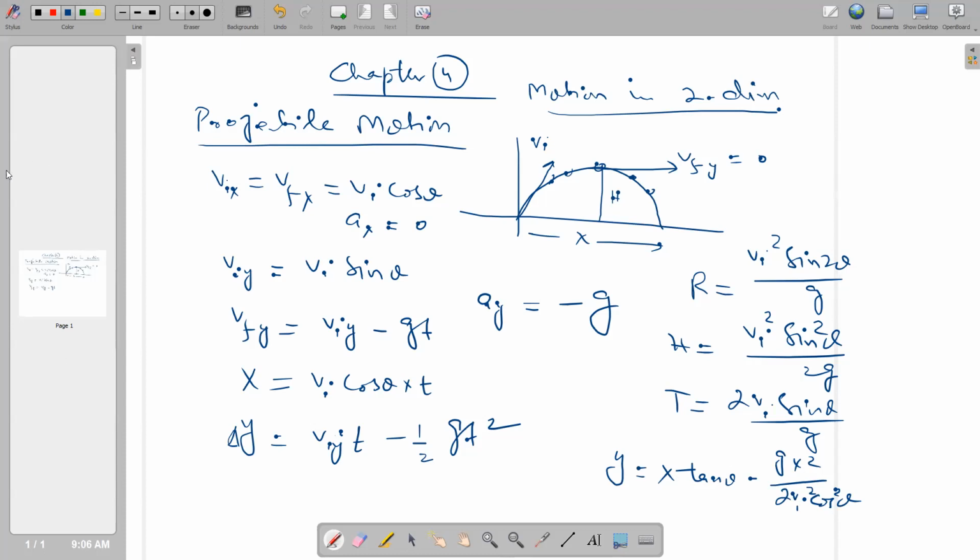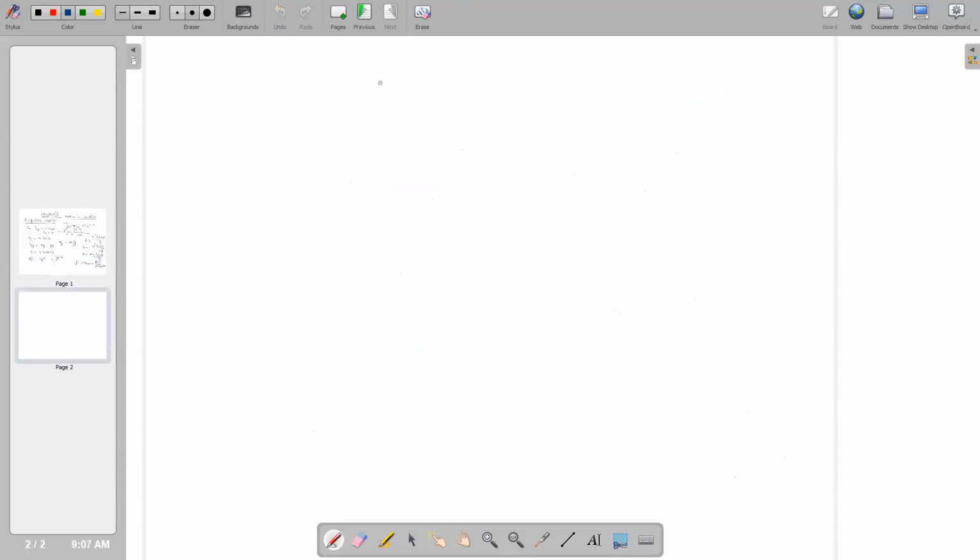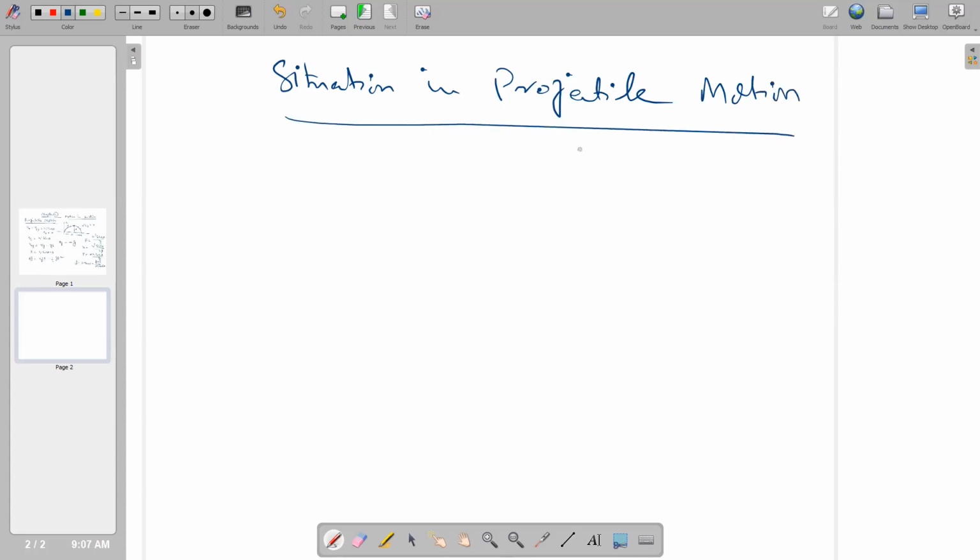But the most important thing in solving problems of projectile motion: last time I solved some basic, easy problems. But here I want to discuss the situations in projectile motion. There are different kinds of situations in projectile motion, and the problems can come from those different situations. Okay, let's see. The first situation is this one.